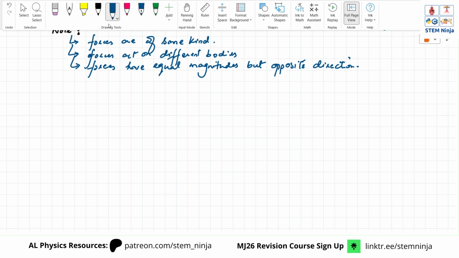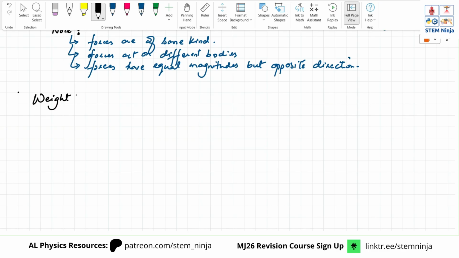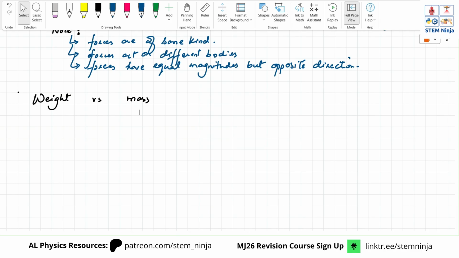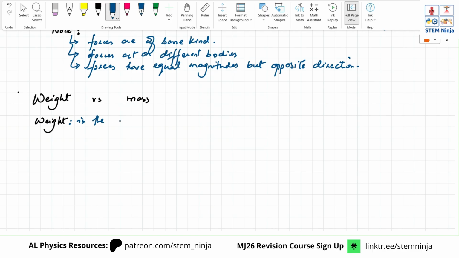Now, let's take a look at some example scenarios. Actually, no, wait. Let's discuss weight first before we look at some examples and then some past year questions. We know what the difference between weight and mass is. Weight is the pull of gravity on a mass. You could also say the gravitational force acting on the mass.